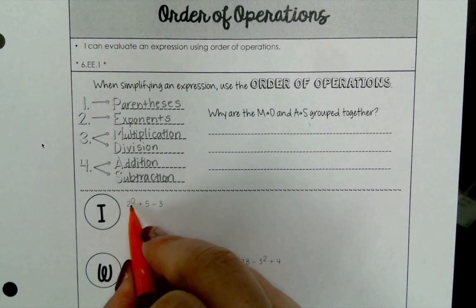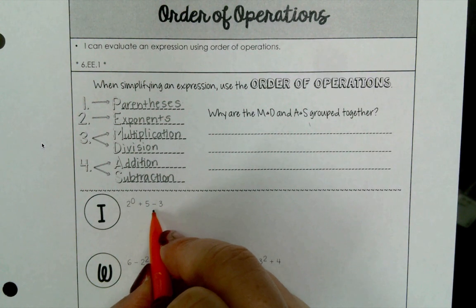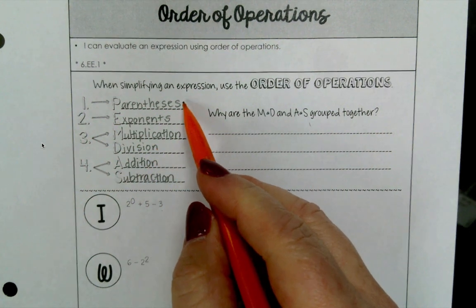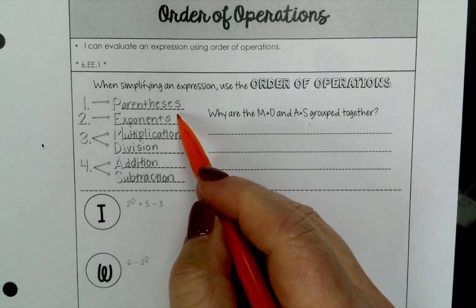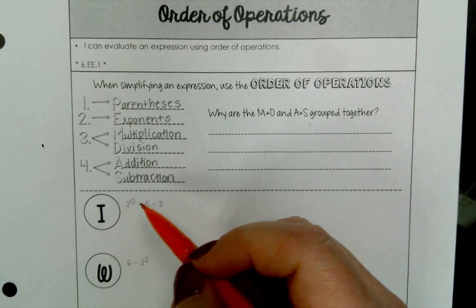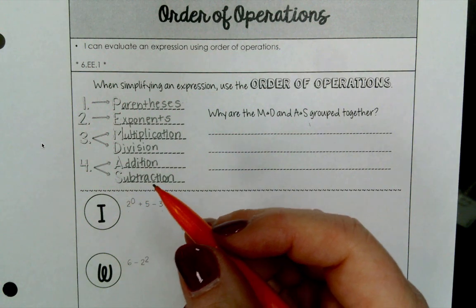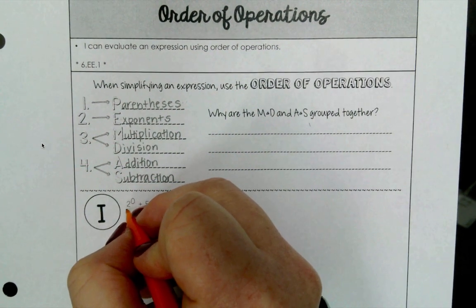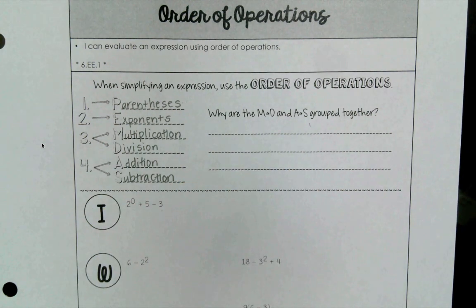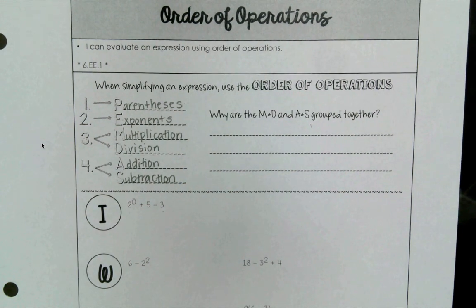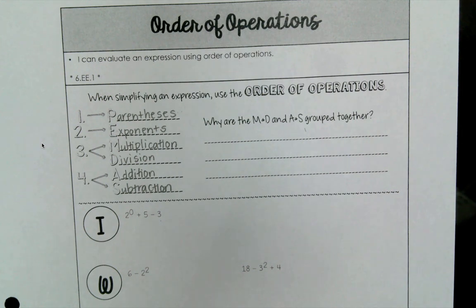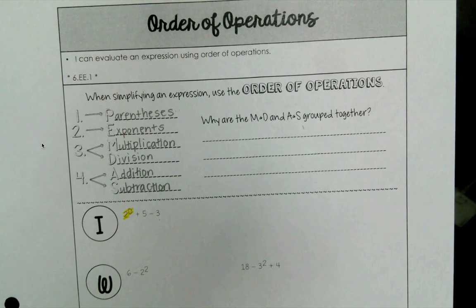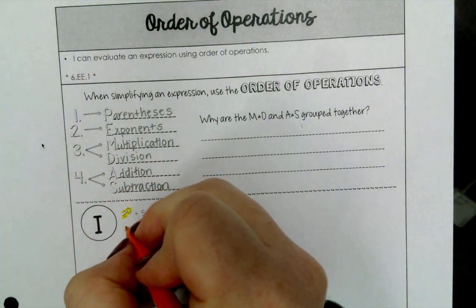So I have 2 to the power of 0 plus 5 minus 3. I look at my order up here. I look for parentheses. I have none. Then I look for exponents. I have one right here. You can use your calculator, but remember anything to the power of 0 is 1. I'm going to highlight what I'm doing first. 2 to the power of 0 is 1.